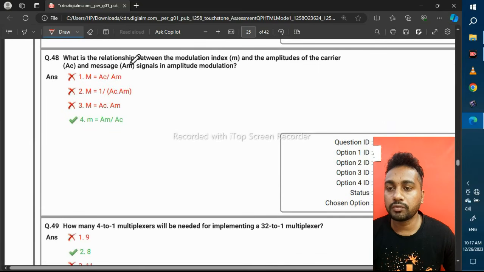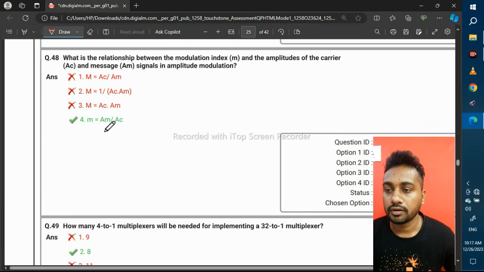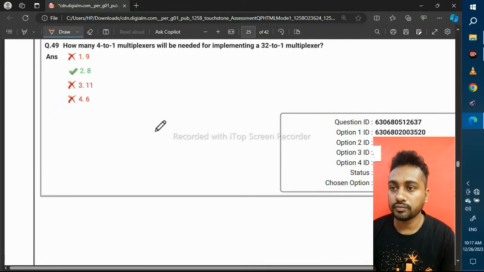What is the relationship between the modulation index and the amplitudes of the carrier and message signal in amplitude modulation? This is nothing but Am by Ac. So option D is the right answer. For this question you also need to mark this one, 49 also. In the options they have actually mentioned a wrong answer.